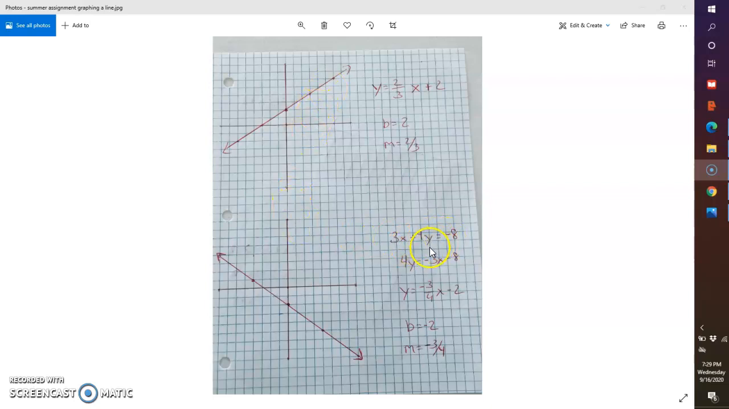When it's not solved for y, we have to solve for y. So we subtract 3x on both sides, divide everything by 4. And here we get negative 3/4 x minus 2. My y-intercept is negative 2. My slope is negative 3/4.